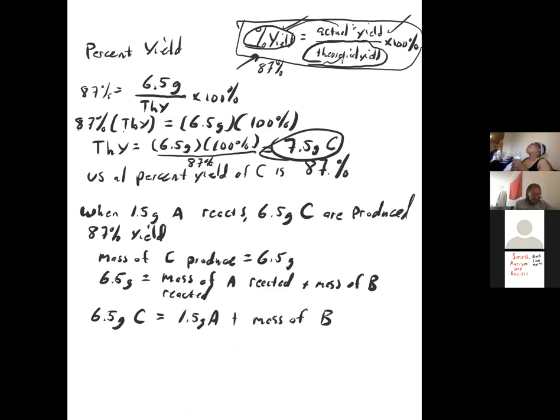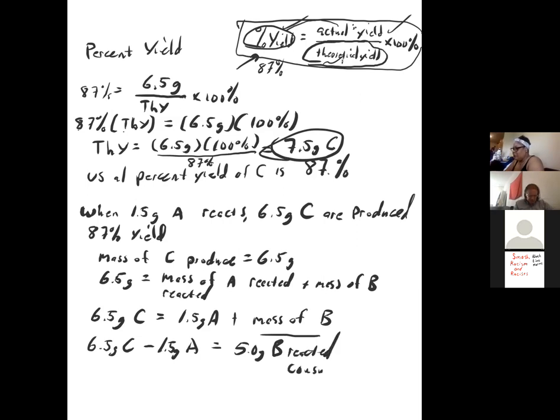Okay. So what's the mass of B? Well, the mass of B would just be the difference. It would be 6.5 grams of C minus 1.5 grams of A. And so that would be 5.0 grams of B reactant. Okay. Or consumed. They use the word consumed.